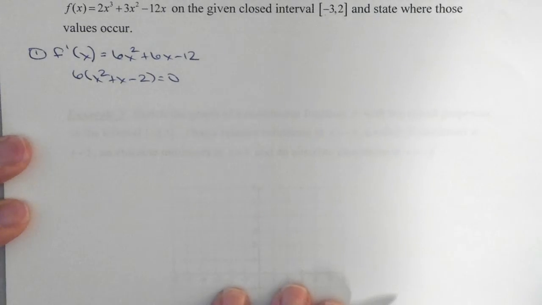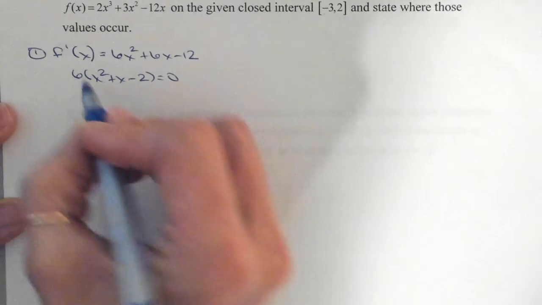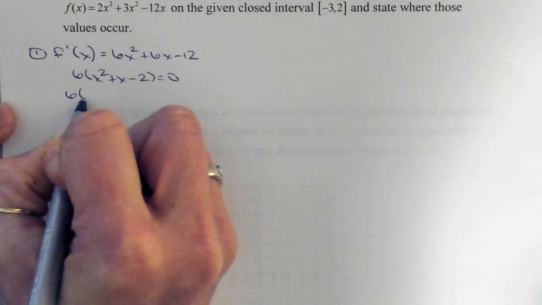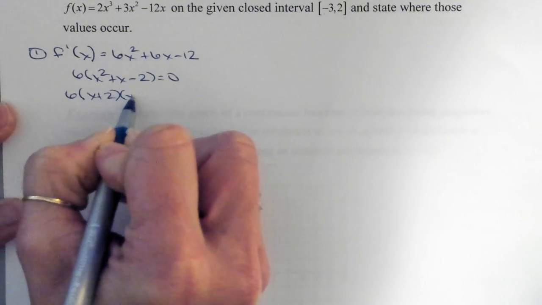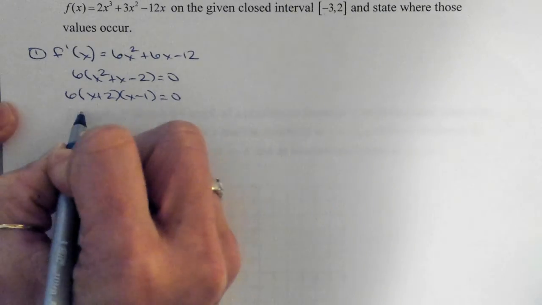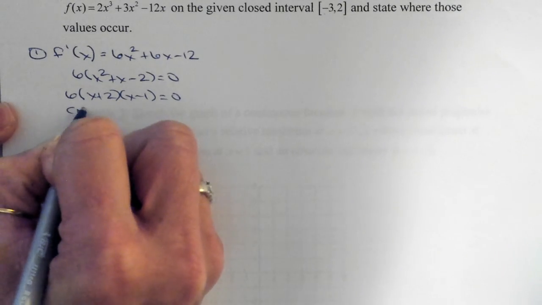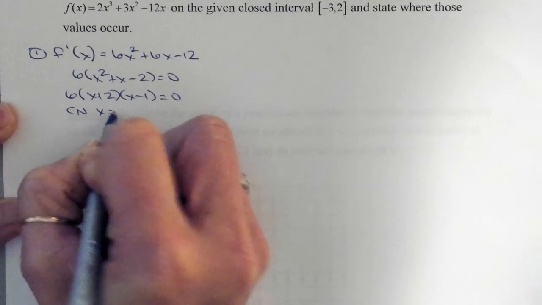Now what? How do I find the critical points? What do I need to do? Yes, absolutely, factor. 6 times, what are my factors? Yep, x plus 2, x minus 1 equals 0. So here we have critical numbers where x is equal to what?